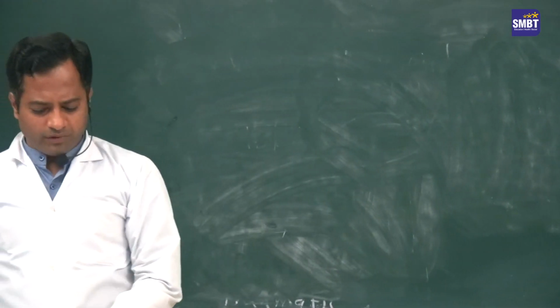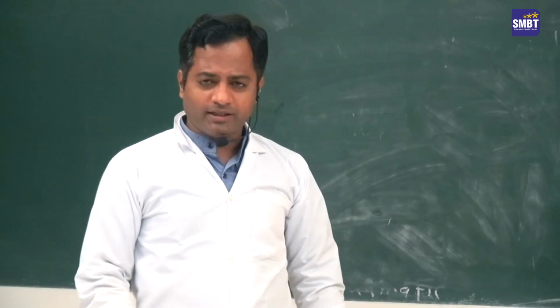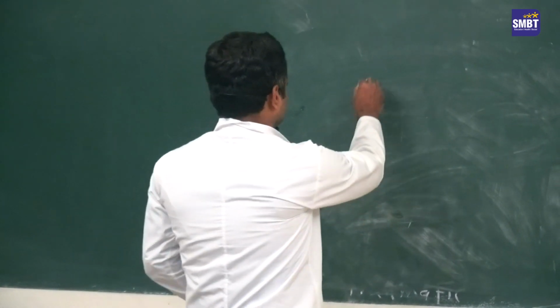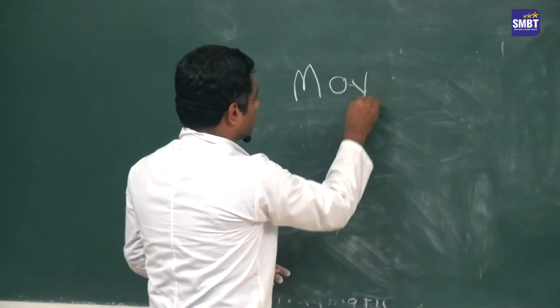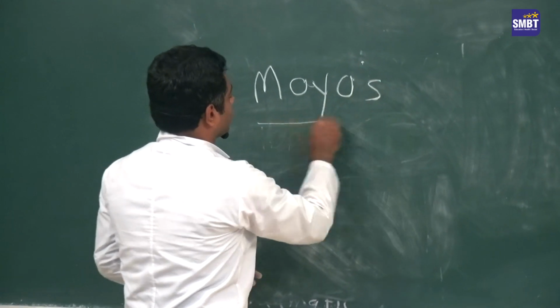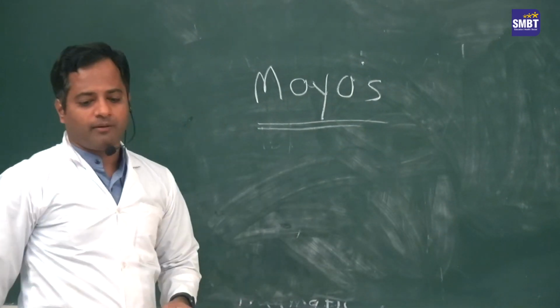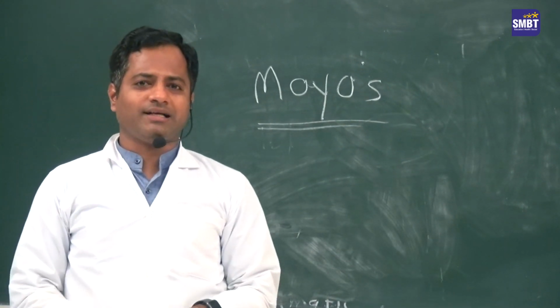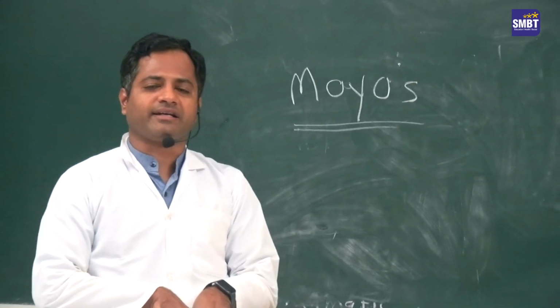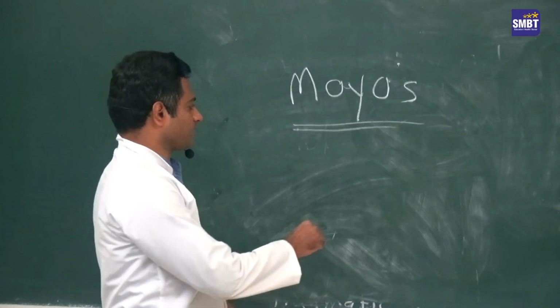So in old literature or in old books, there is one method of repair mentioned called Mayo's repair. That is called Mayo's repair. Mayo's repair is also called double breasting of the anterior rectus sheath.